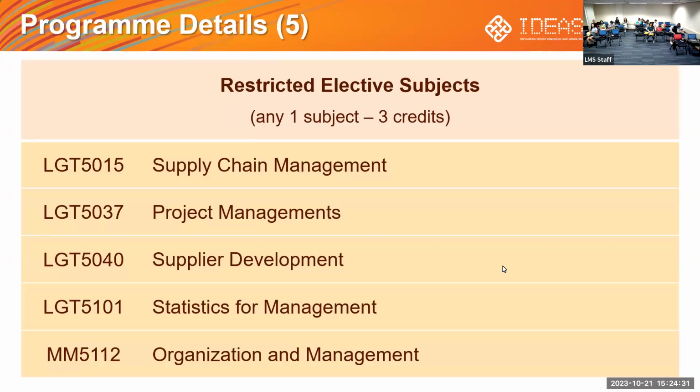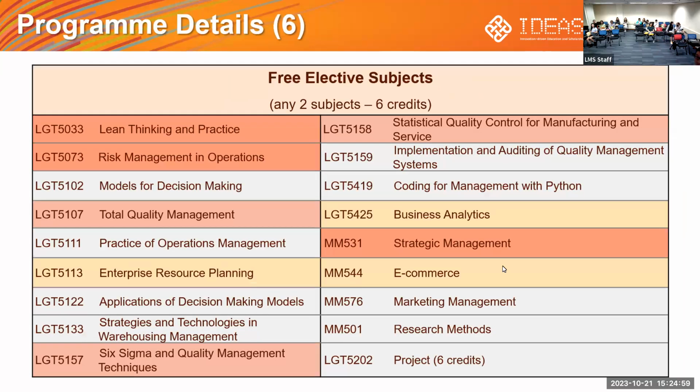And you are allowed to choose one of these 5 restricted elective subjects. They are important in operations: supply chain management, project management, statistics for management, organization, supply development. Obviously, they're very important. And you can take at least 1. If you take more than 1, they will be considered as free elective subjects. And we have a lot of free elective subjects for you to choose.